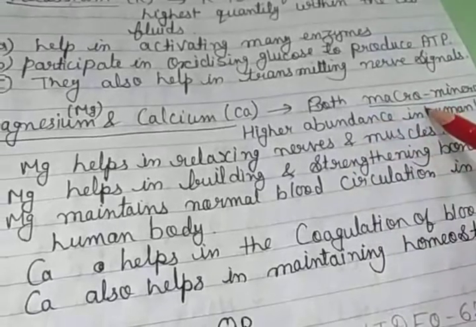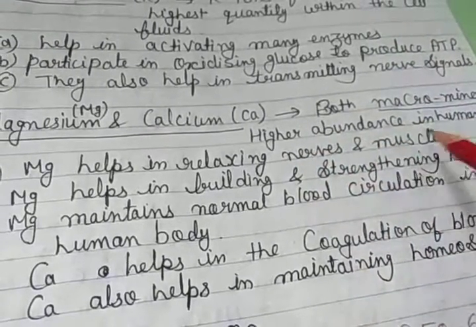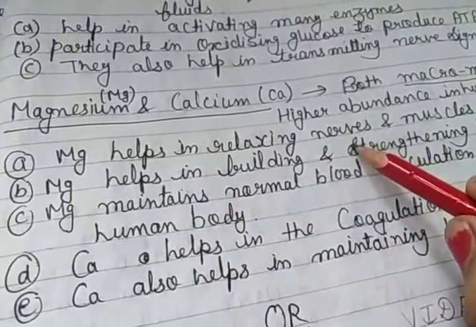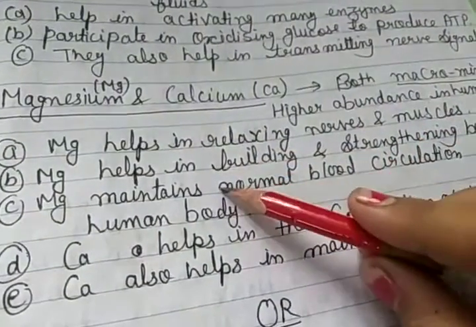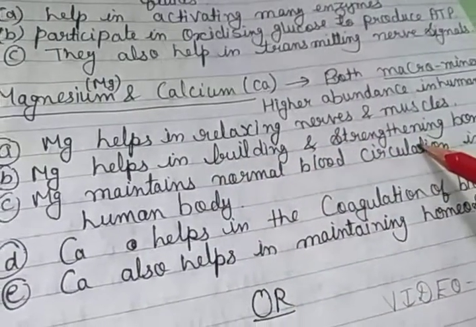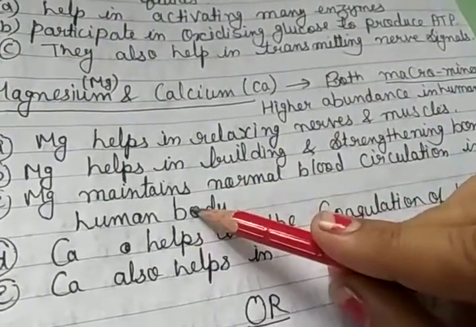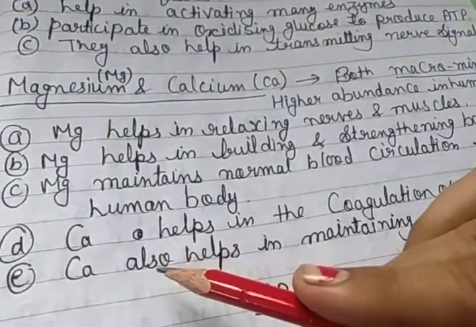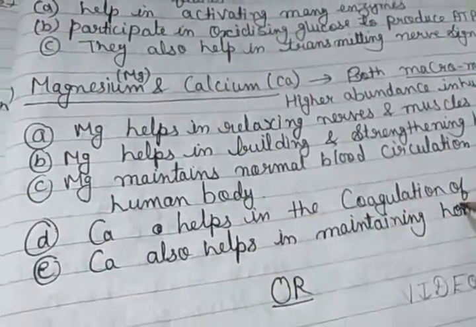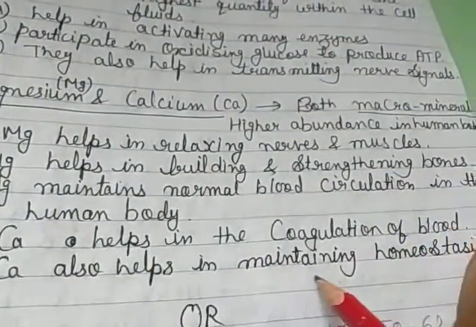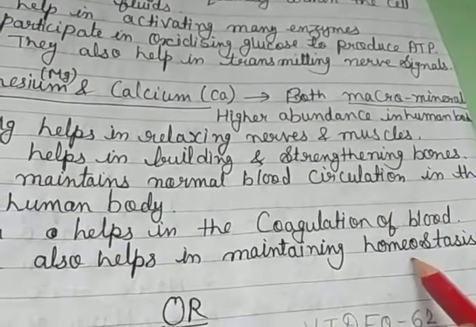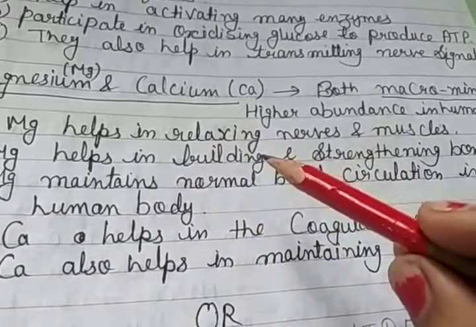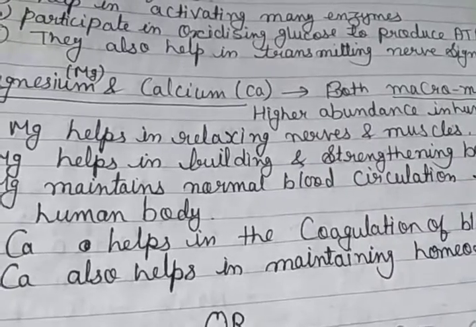Then next, magnesium and calcium in the biological fluids. Both are macrominerals and are abundant in the human body. Magnesium helps in relaxing nerves and muscles, and also helps in building and strengthening bones. Magnesium maintains normal blood circulation in the human body. Calcium helps in coagulation of the blood and also helps in maintaining homeostasis. So this is the main important use of magnesium and calcium.